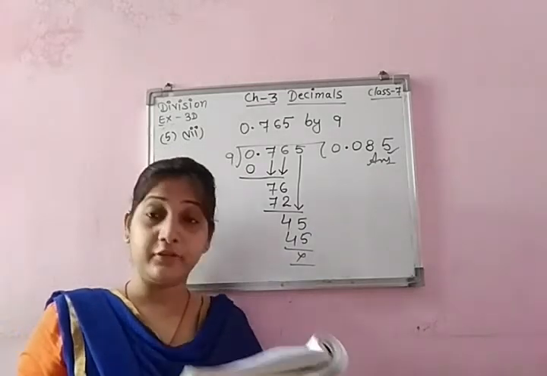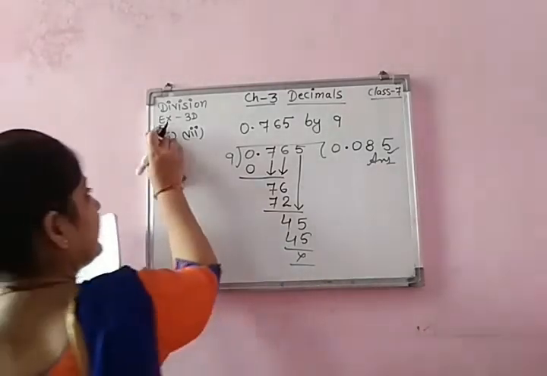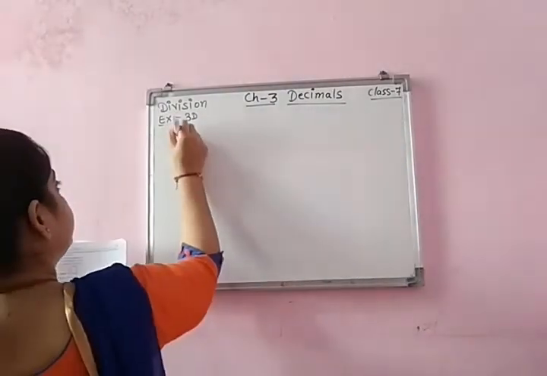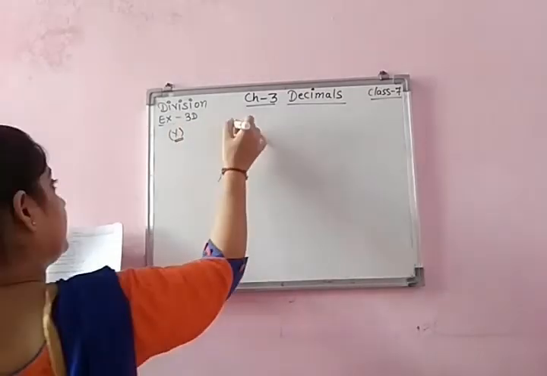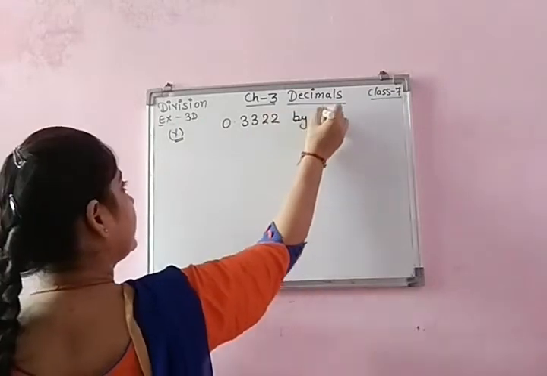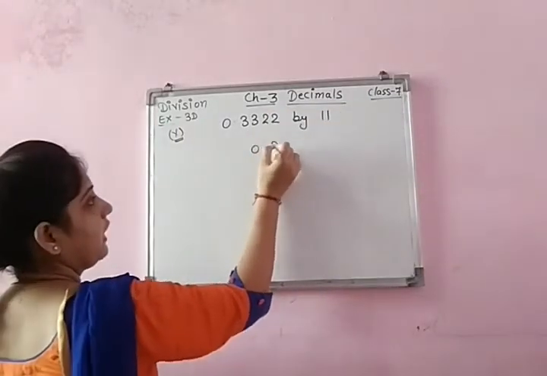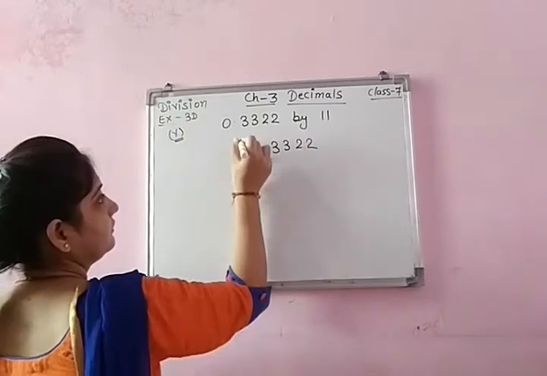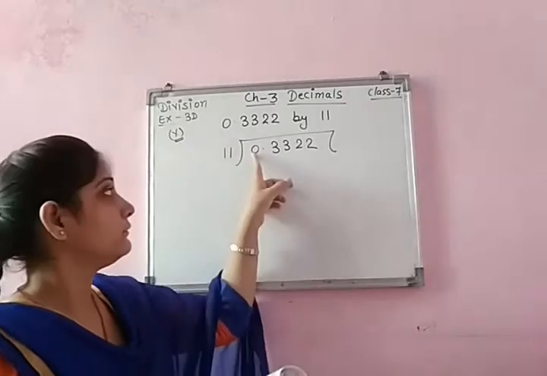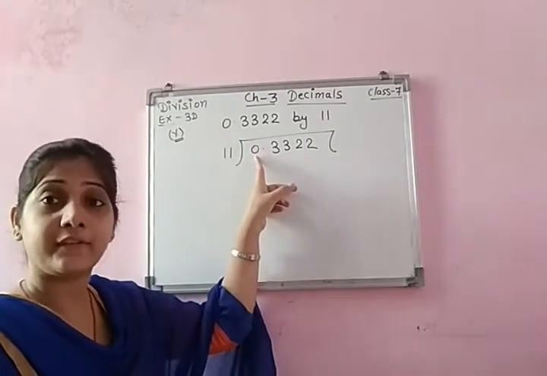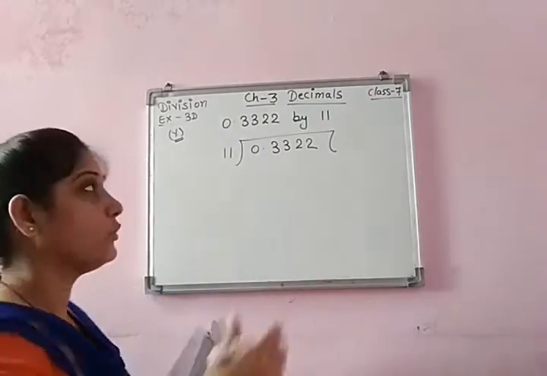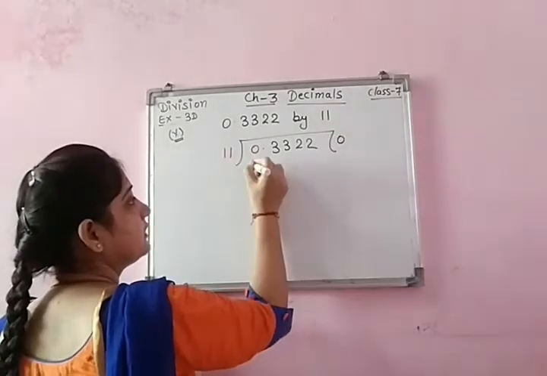Okay, so now I'm telling you 10th part of this. Interesting question. Question number 10. 0.3322. You need to divide it by 11. See it carefully how we have to solve it. Okay. So in the table of 11, 0 doesn't come. Okay, 0 comes. But at what place? Zeros are, because any number multiplied by 0 gives us 0. So 11 zeros are 0.